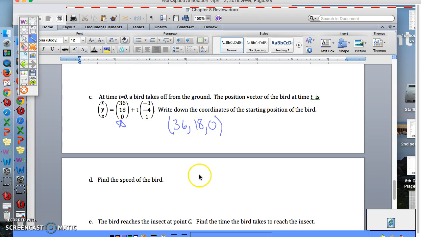On this next page, it says find the speed of our bird. Well, this is where it's moving. So our speed, how fast it's moving, we take the square root of all that. Negative 3 squared plus negative 4 squared plus 1 squared. Because what we talked about on day 5, that's our velocity right there, that constant velocity. So we have 16 plus 10, so the square root of 26 meters per second.